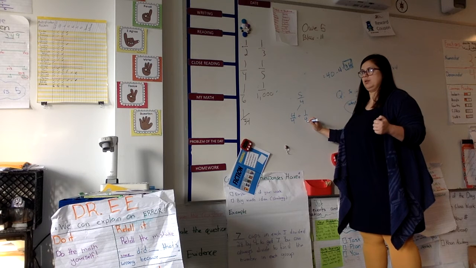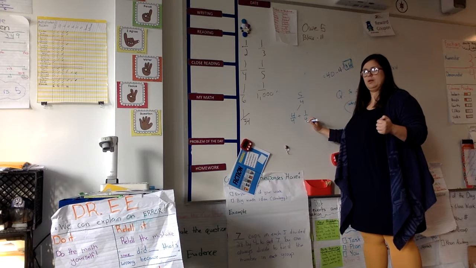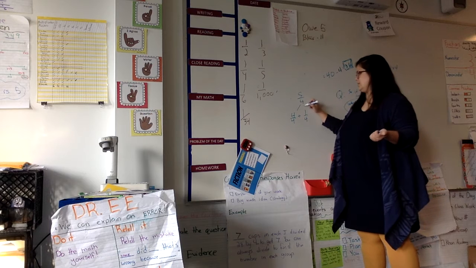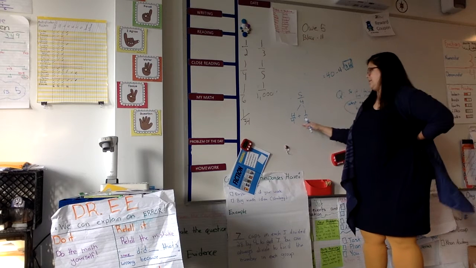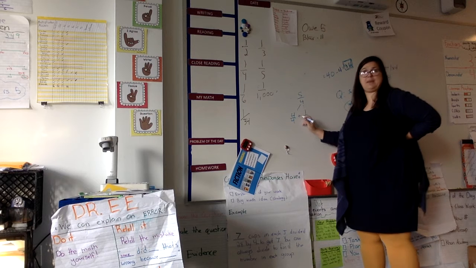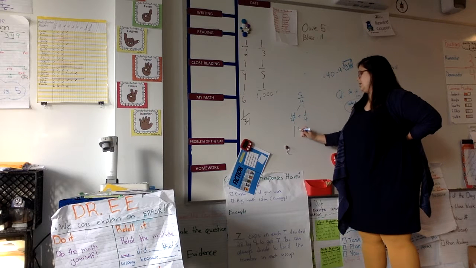Are we doing number bonds or the number sentences again? A number bond kind of is a number sentence. Okay. I'd write it like that. This is the same as 1 and 1/4.